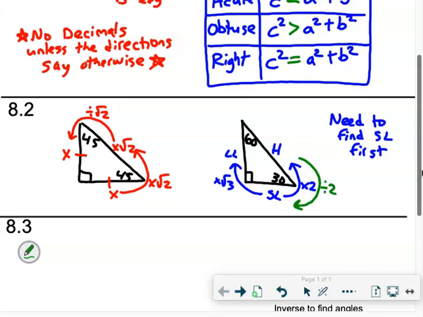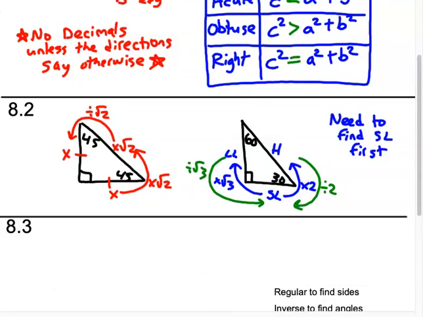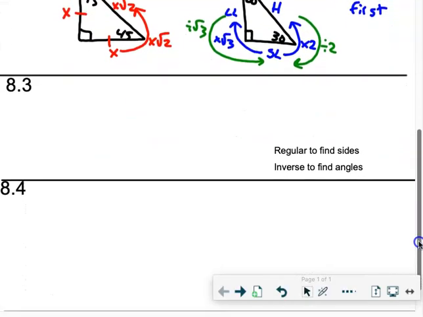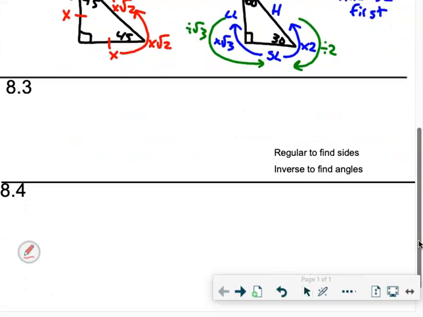If you know the long leg and you want to get to the short leg, you divide by square root of 3. Remember that you can't leave a square root in the denominator. That was something called rationalizing. So if you wanted to add something about rationalizing to the note card, that would be perfectly fine. Let's move on to 8.3. Most important thing you can write is SOHCAHTOA.